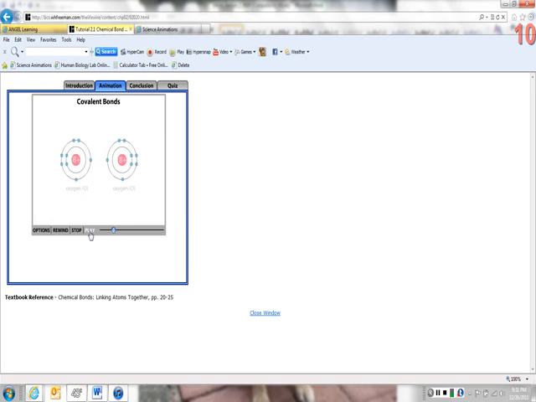Let's now consider oxygen, an atom with 8 electrons. 2 electrons fill the innermost shell, and the other 6 electrons reside in the next shell. This outer shell needs 2 more electrons to complete it, the Octet Rule. 2 oxygen atoms form a covalent double bond by sharing 2 electron pairs from their outer shells.